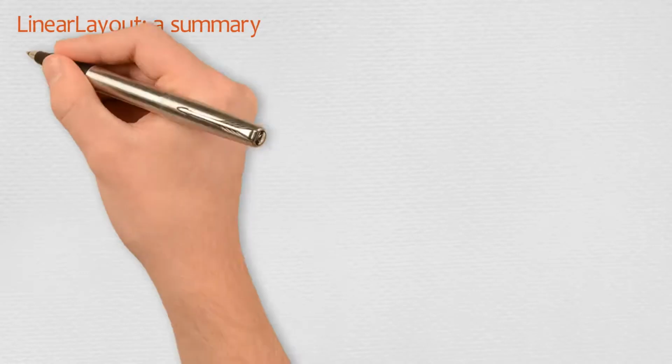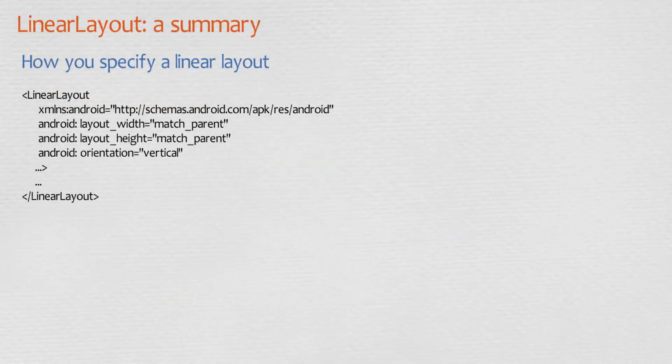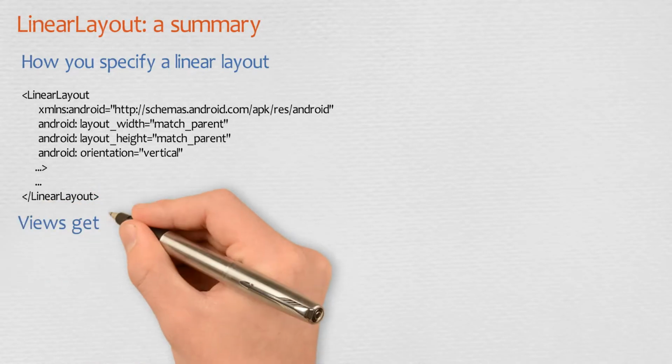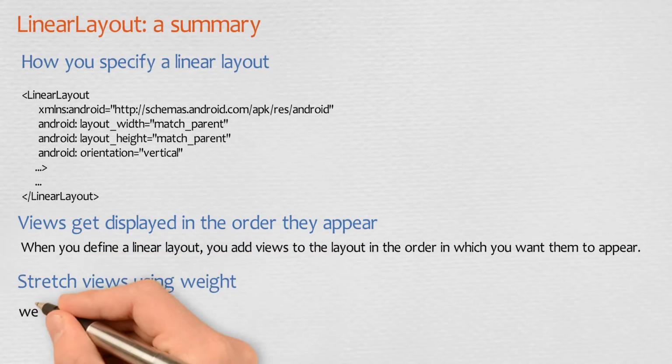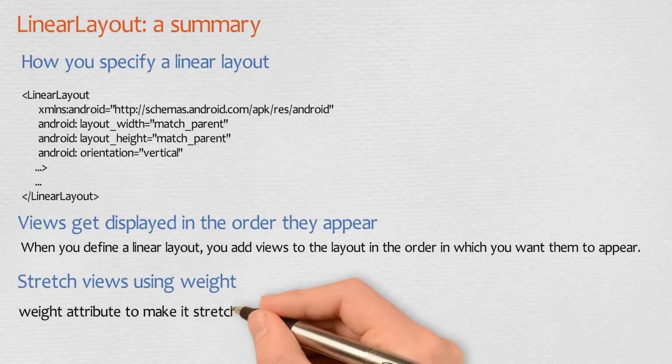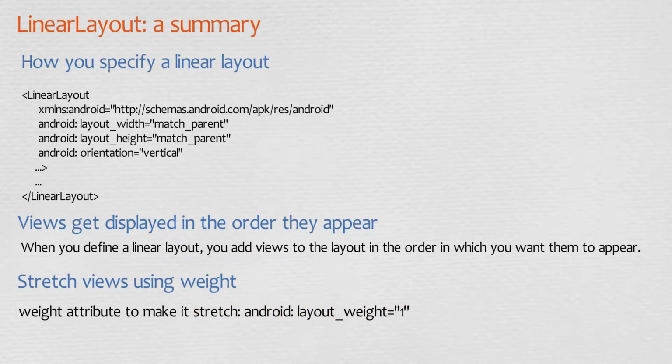Here's a summary of how you create linear layouts. How you specify a linear layout: you specify a linear layout using the LinearLayout tag. You must specify the layout width, height and orientation, but padding is optional. Views get displayed in the order they appear. When you define a linear layout, you add views to the layout in the order in which you want them to appear. Stretch views using weight. By default, all views take up just as much space as necessary for their content. If you want to make one or more of your views take up more space, you can use the weight attribute to make it stretch. android:layout_weight equals 1.